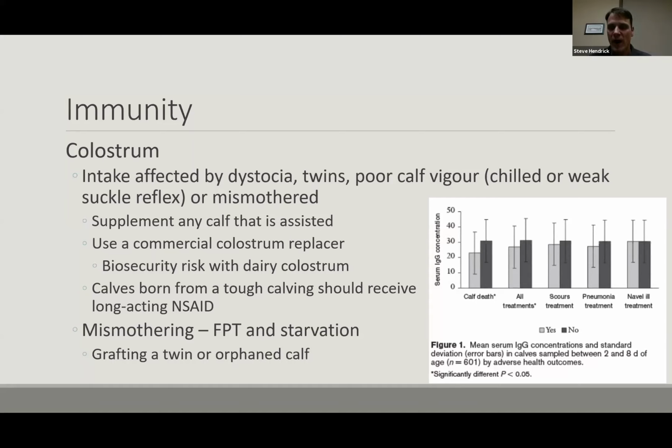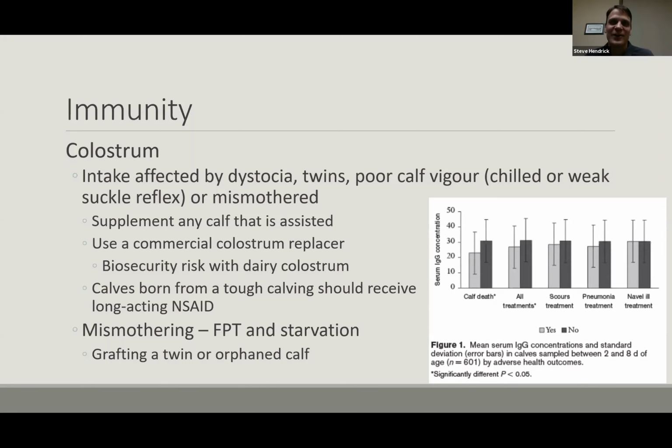I should have pointed out that the bar graph on this slide is basically showing the concentrations of immunoglobulins, or IgG. It's one specific one. And in this one, another of Dr. Waldner's studies, she found a significant relationship: the calves that died definitely had lower levels, or a higher rate of failure of passive transfer. And if she looked at all the treatments, that was also the relationship, that the calves that got treated were more likely to not have received enough colostrum. So related to colostrum intake, again, is mismothering and that whole point of failure of passive transfer and starvation.